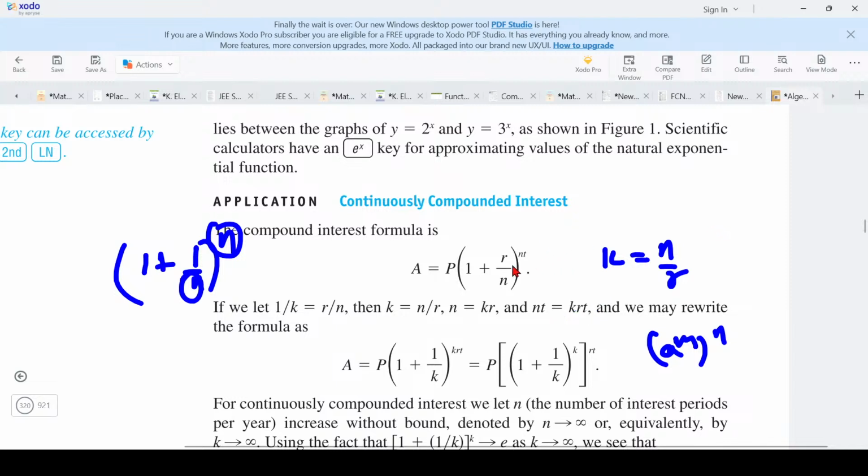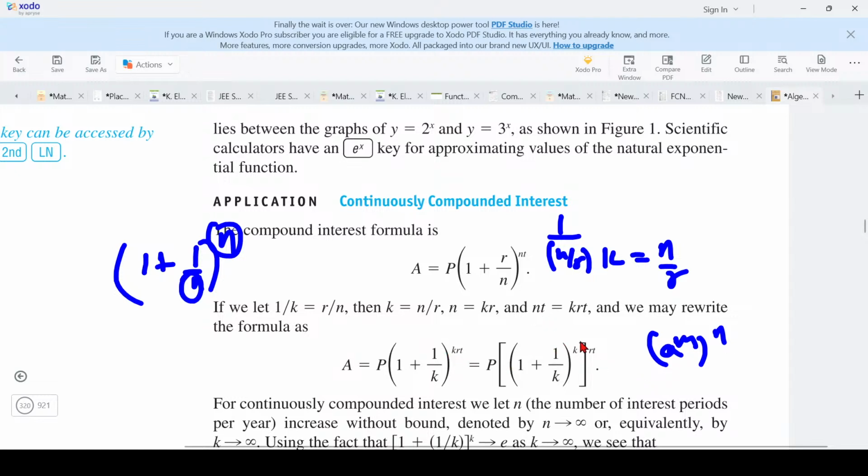That's it. We are not doing anything. We are just, instead of this, calling it 1 by n by r. That n by r, we are calling it as k. Because we called n by r as k, n becomes kr. That is this. So now this a power m whole power n, which is nothing but a power mn, we are just transforming it this way.